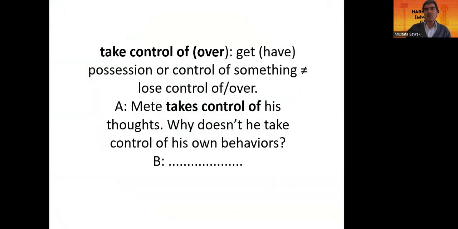Take control of or take control over something or somebody means get or have possession or control of something. The opposite is lose control over or of something. Mete takes control of his thoughts. Why doesn't he take control of his own behaviors? He doesn't take control over his own behaviors because he has to learn something about that situation, that topic.